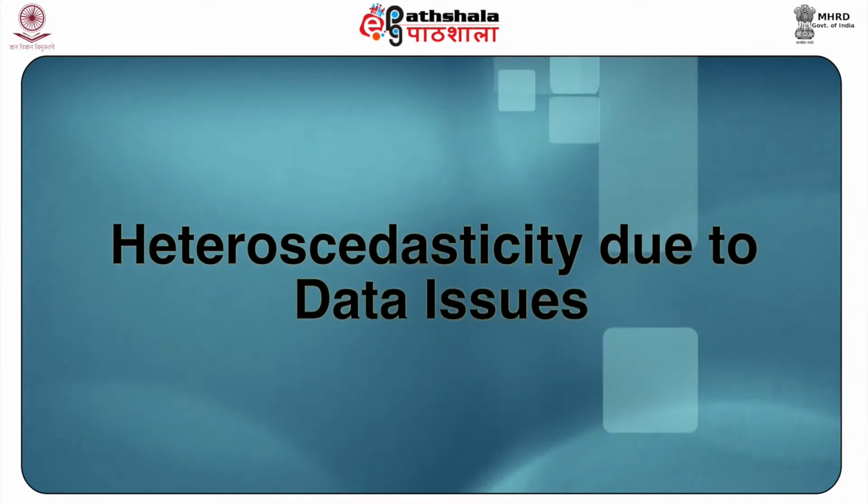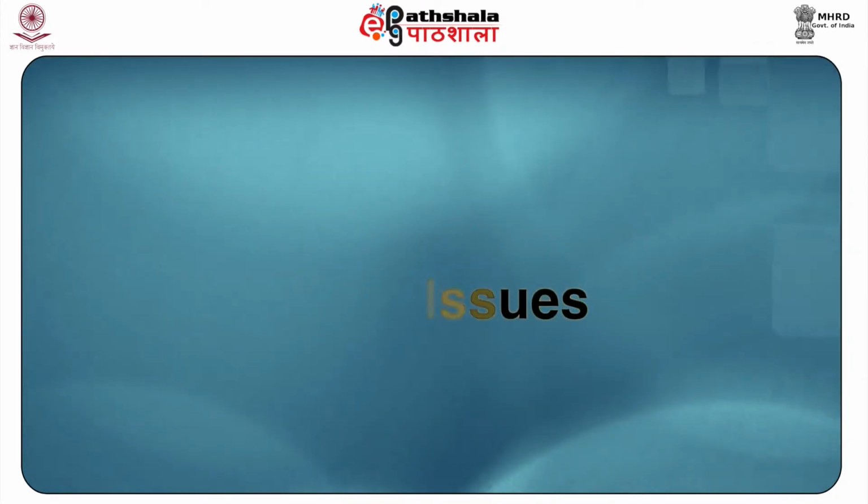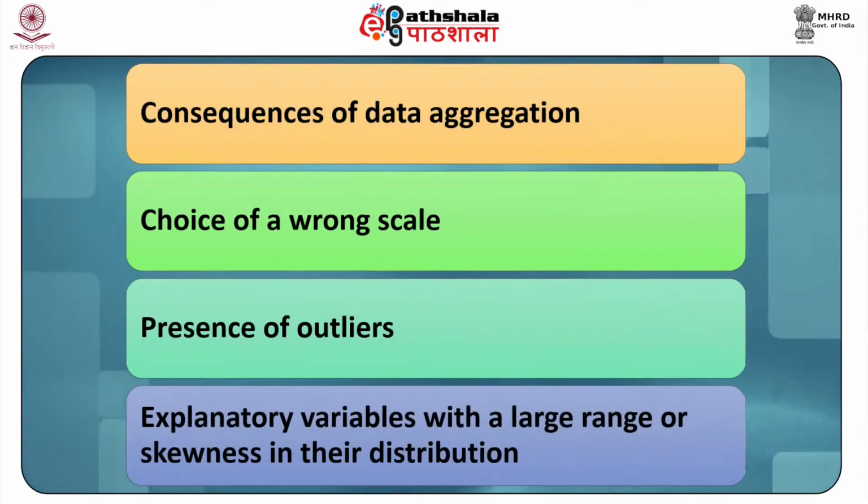So, heteroscedasticity due to data issues is now discussed in this section 3.2. Many times we have monthly or quarterly data on an economic variable, but we need to work on yearly data. Finding averages is a common method for aggregation. Heteroscedasticity can be generated as a consequence of data aggregation.